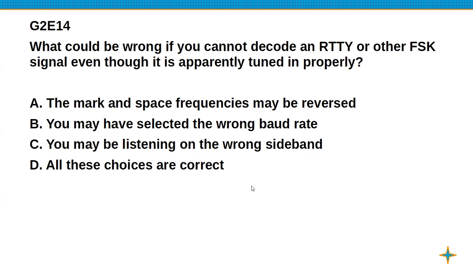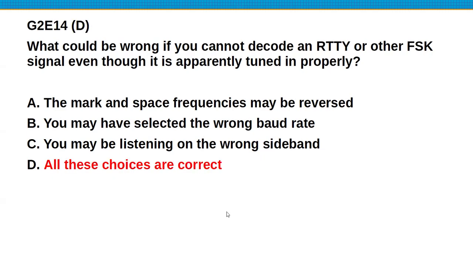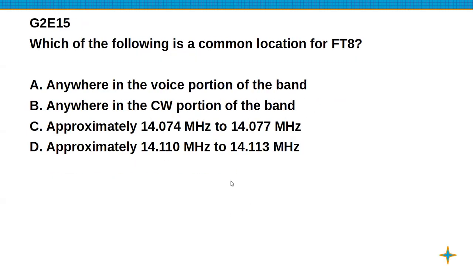What could be wrong if you cannot decode a RTTY or other FSK signal, even though it's apparently tuned in properly? Delta, which means you got it between those two bars, but you're not decoding. So many things. Which of the following is a common location for FT8? Charlie.